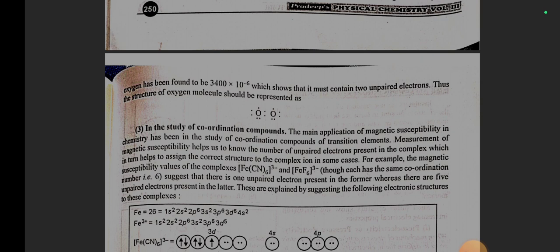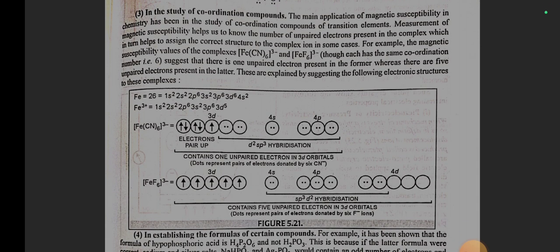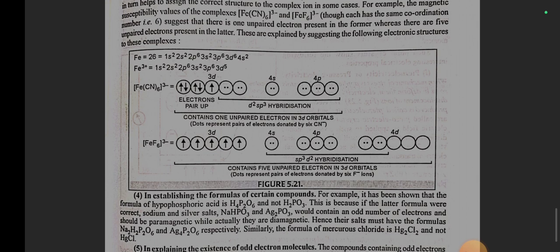Number 3. In the study of coordination compounds. The main application of magnetic susceptibility in chemistry has been in the study of coordination compounds of transition elements. Measurement of magnetic susceptibility helps us to know the number of unpaired electrons present in the complex, which in turn helps to assign the correct structure to the complex in some cases. For example, the magnetic susceptibility values of complexes [Fe(CN)6]3- and [Fe(F)6]3- suggest that there is one unpaired electron present in the former, whereas there are 5 unpaired electrons present in the latter. These are explained by suggesting the following electronic structures.